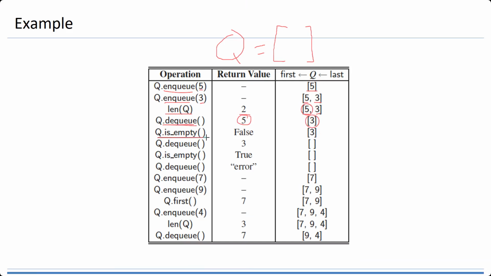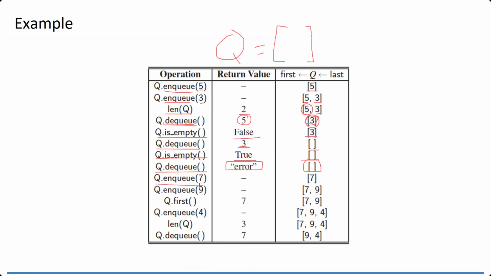What is empty? I'm going to check whether the list is empty or not. But the fact that I'm still having 1 item, then the return value will be false. Dequeue. So I'm going to remove. Now it becomes empty for the list, and 3 is the return value. I'm going to check is empty. Yes, it is true because no element. Dequeue. This one is empty, so you cannot do anything. That's why this message appears. So this is an error message.